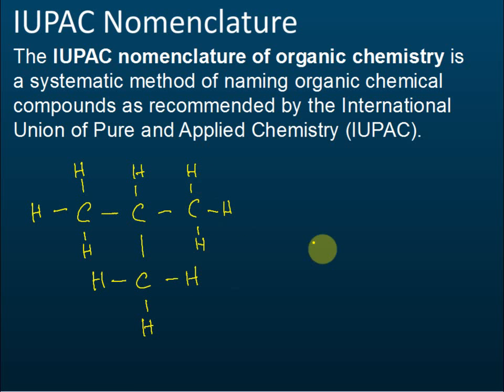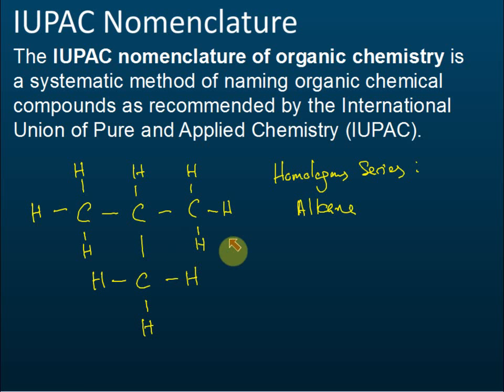Now, if they ask you what's the homologous series for this molecule, because they may ask you a few things. First, they may ask you what's the homologous series. The homologous series is alkane. This is an alkane. This is one of the members of alkane. So the homologous series is alkane.